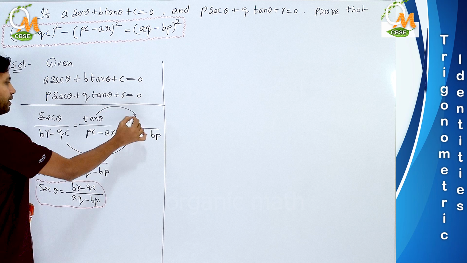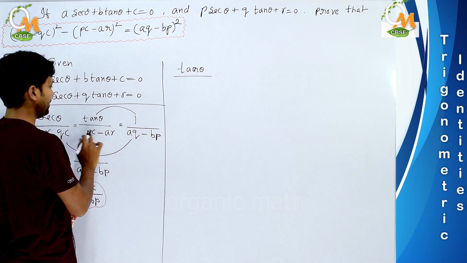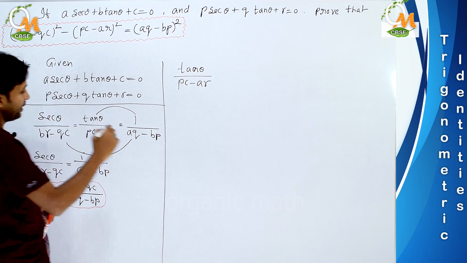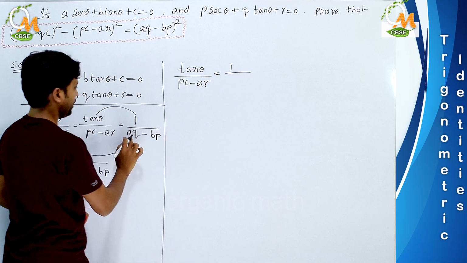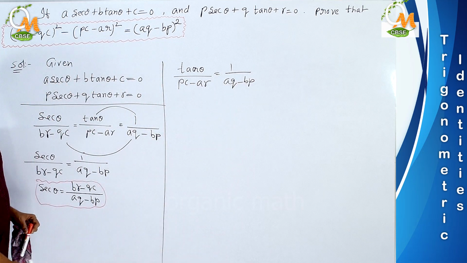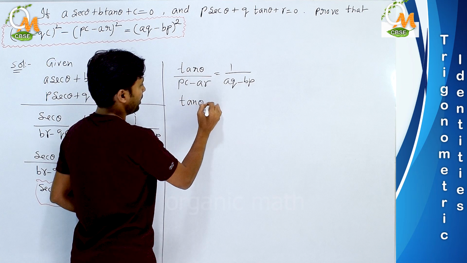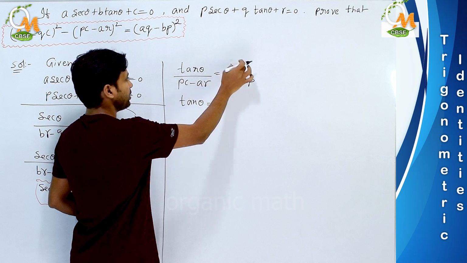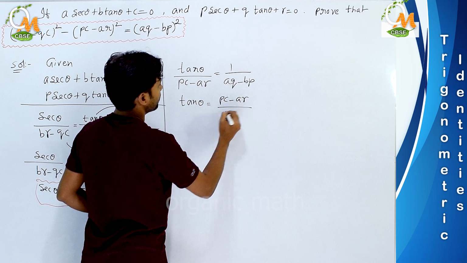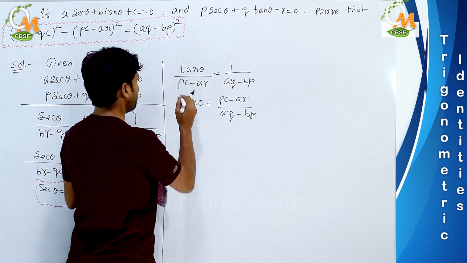Next, take these two equal: tan theta upon PC minus AR equal to 1 by AQ minus BP. Now you want to find the value of tan theta, so keep tan theta here and shift this to this side. Then what will we get? PC minus AR by AQ minus BP. So this is the value of tan theta.